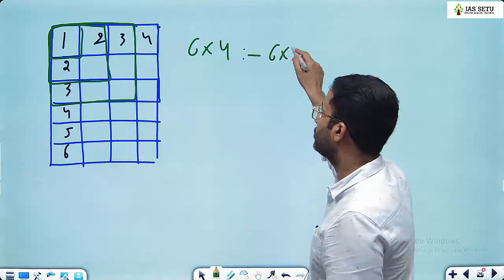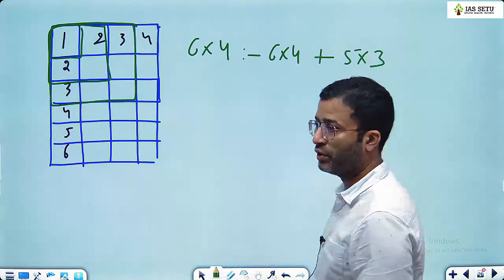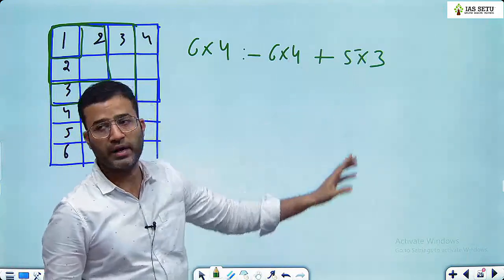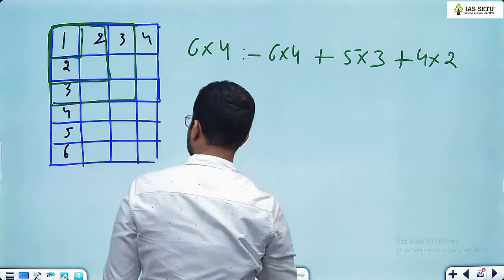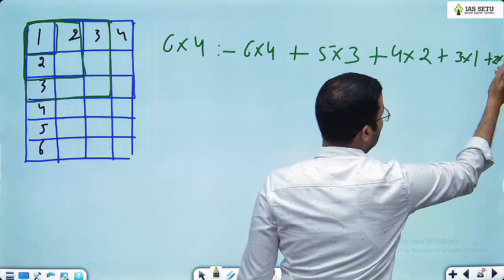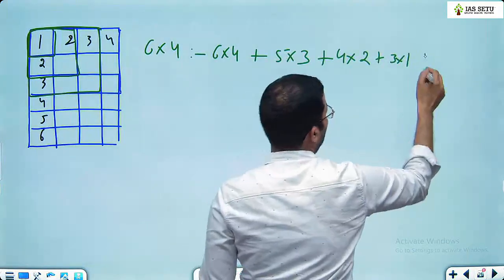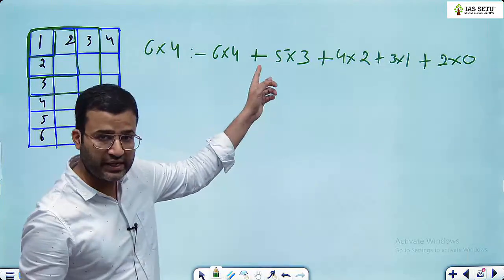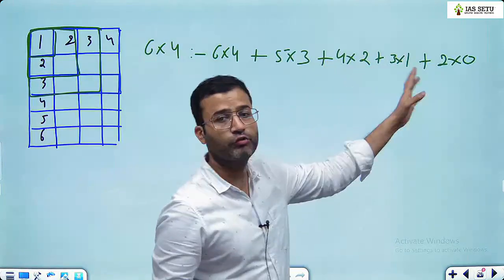So here 6 into 4 plus 6 minus 1 is 5, 4 minus 1 is 3. You have to subtract 1, 1. From 6 subtract one, from 4 subtract one, plus further subtract 1, 1: 4 into 2 plus 3 into 1 plus 2 into 0. And the moment you get 2 into 0, you have to stop. I repeat: 6 into 4, then subtract one, 5 into 3. Keep on subtracting 1, 1 and multiply: 4 into 2, 3 into 1, 2 into 0.